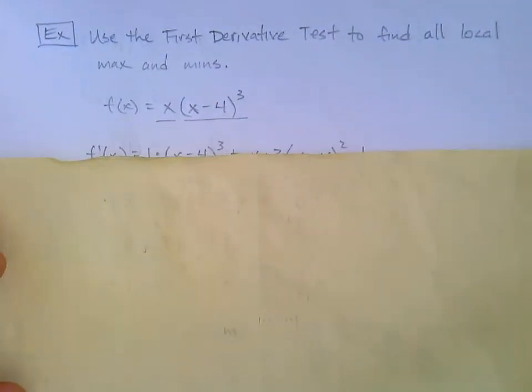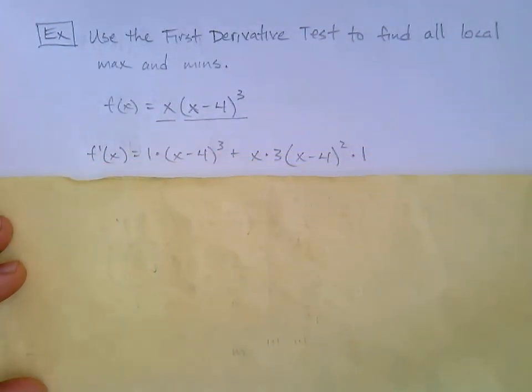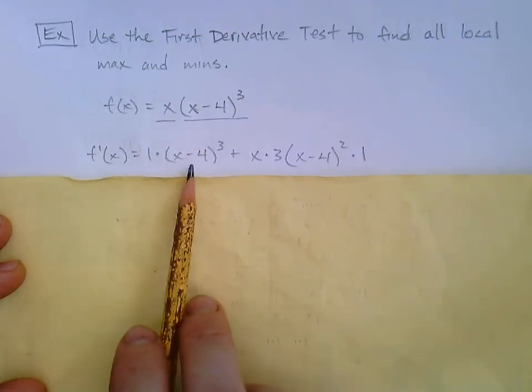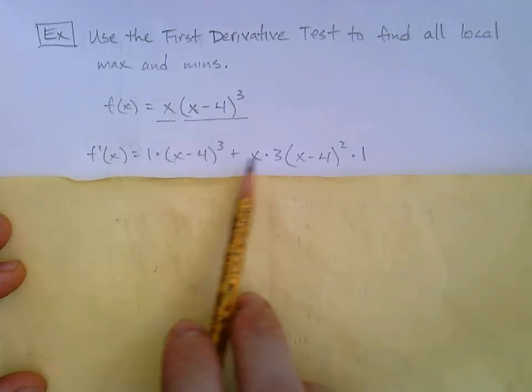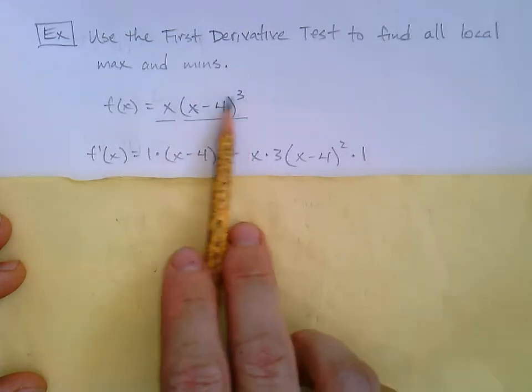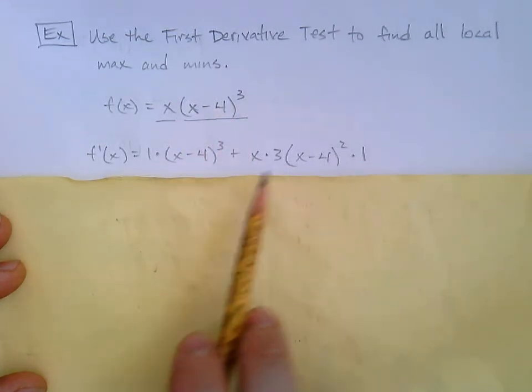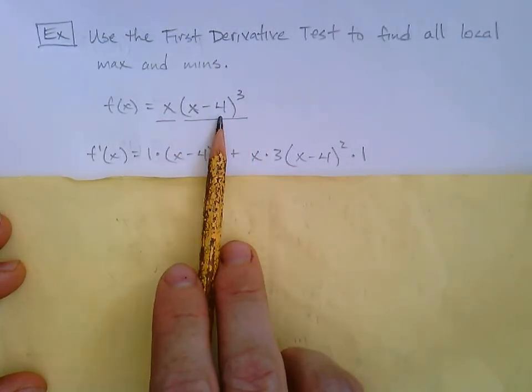Okay, let's try it out. There's our derivative. So we got 1 times x minus 4 to the third plus x times 3 times x minus 4 squared times the derivative of the inside, which is 1.